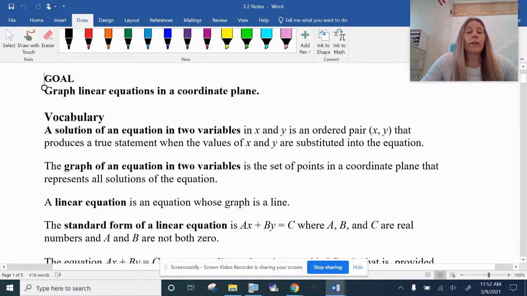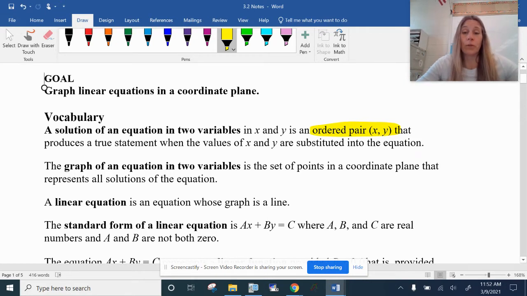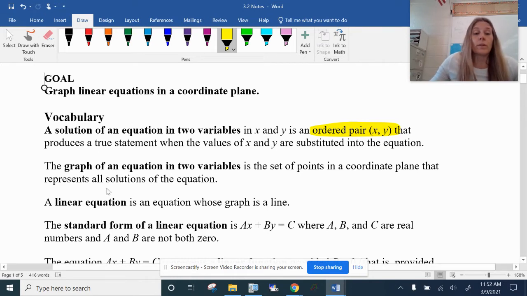So when we're talking about graphing linear equations in a coordinate plane, a solution of an equation in two variables, so there's an x and a y variable, you will have a solution that looks like an ordered pair. That ordered pair is going to contain an x value and a y value that will produce a true statement when the values of x and y are substituted into the equation. And the graph of an equation in two variables would be the set of all of the points in the coordinate plane that contain all of the solutions of the equation. And of course, a linear equation would then graph a line.